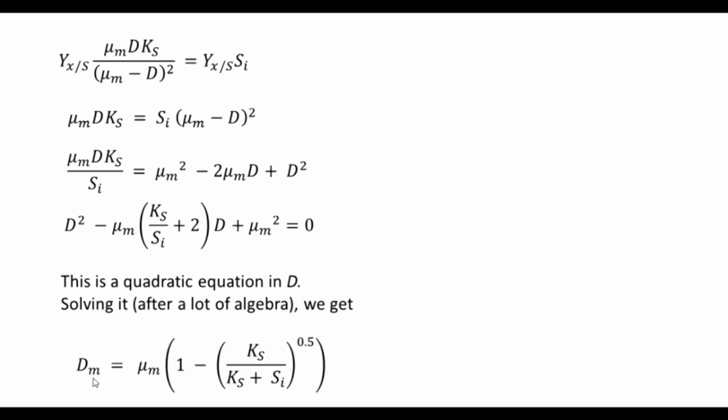This is Dm, or the dilution rate at which the productivity will be maximum. You need also check that the second derivative is less than 0. I'd let you do that. There's a lot of algebra. It will take you close to half an hour plus. So we are not going to do that explicitly here. Dm equals mu m times 1 minus Ks by Ks plus Si, this whole thing raised to the power of 0.5, the square root of this, that is.